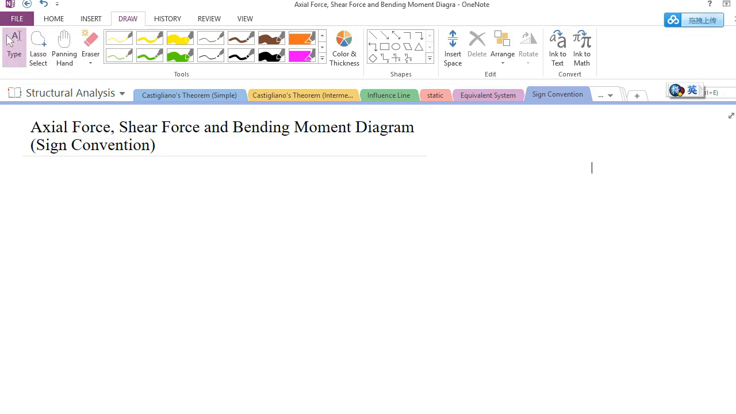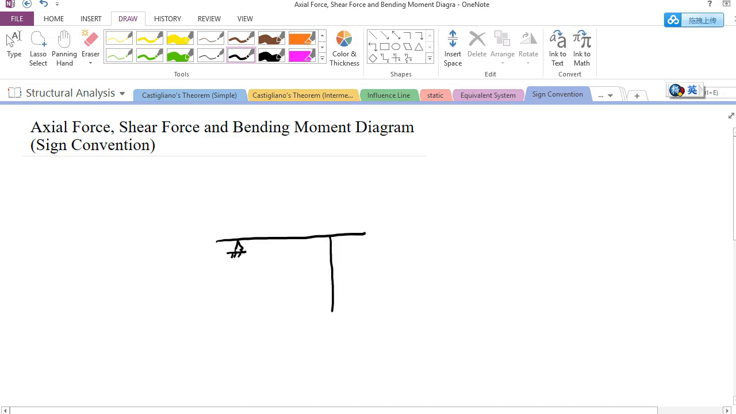Let me choose the pen first. Let's say I have a structure system like this, which is very complicated. Let's say I have a hinge here, and then I have some loading condition. Some loading, crazy loading. And then some distributed load, and then a couple, and then I have a loading like this.